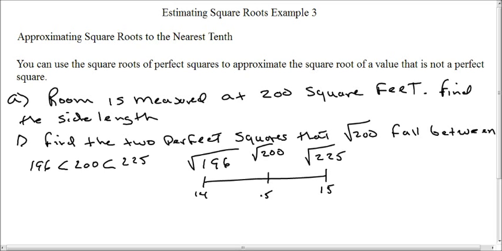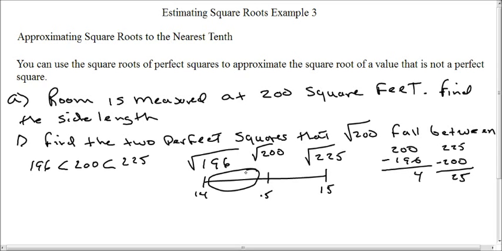Now, recall from the last video, we need to find the distance. So I'm going to take 200 and subtract 196, and I'll get 4. Then I'm going to take 225 and subtract 200, and I'll get 25. So this is telling me that my actual square root of 200 falls within this area because it's closer to 14 than it is to 15.